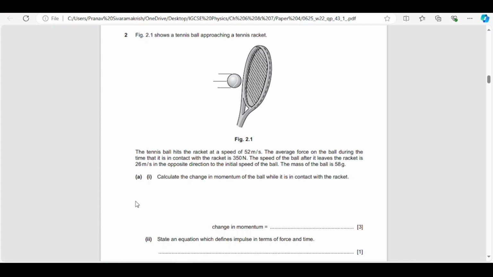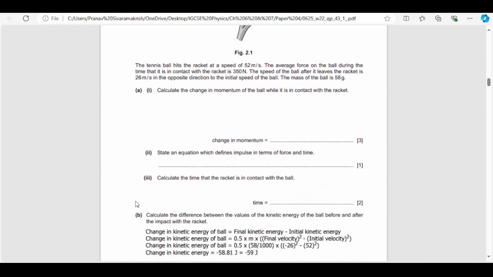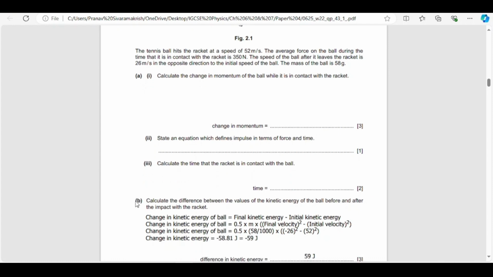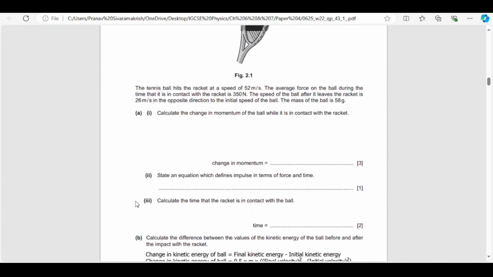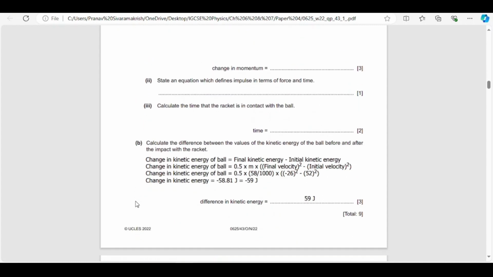So they've got a few questions around change in momentum. They want you to be able to give an equation for impulse. They want you to be able to calculate the time that the racket is in contact with the ball. All of these are based on the chapter we've seen before around forces in motion. But the bit that we're interested in is question B, which is around calculating energy. It says calculate the difference between the values of the kinetic energy of the ball before and after the impact with the racket. So the change in kinetic energy will be the final kinetic energy minus the initial kinetic energy.